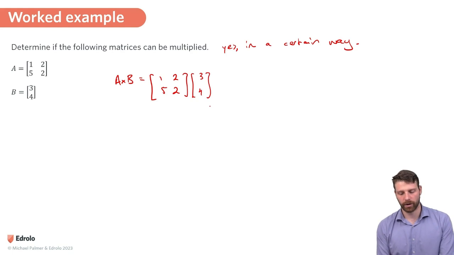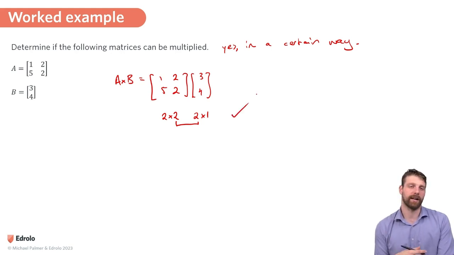Okay, so I'm going to check their orders. I'm going to write them underneath. So this is a 2 by 2, and this one is a 2 by 1. So yes, the inside numbers match. The number of columns in A is equal to the number of rows in B. So I can multiply. Or we might say matrix multiplication is defined for AB.